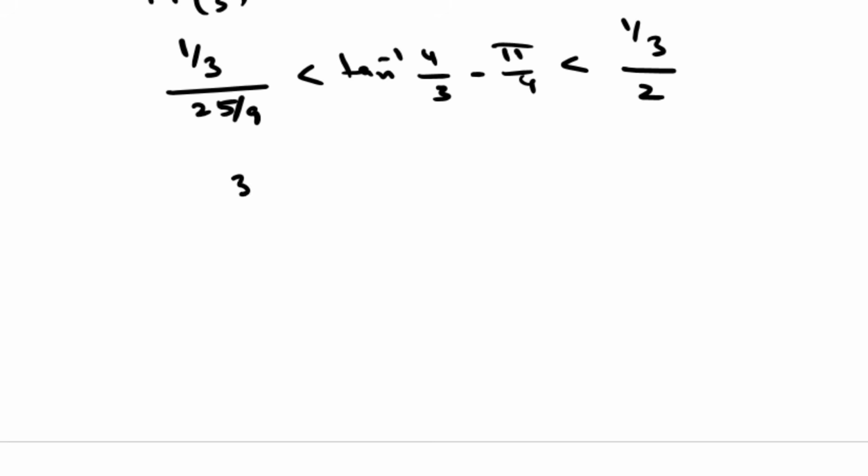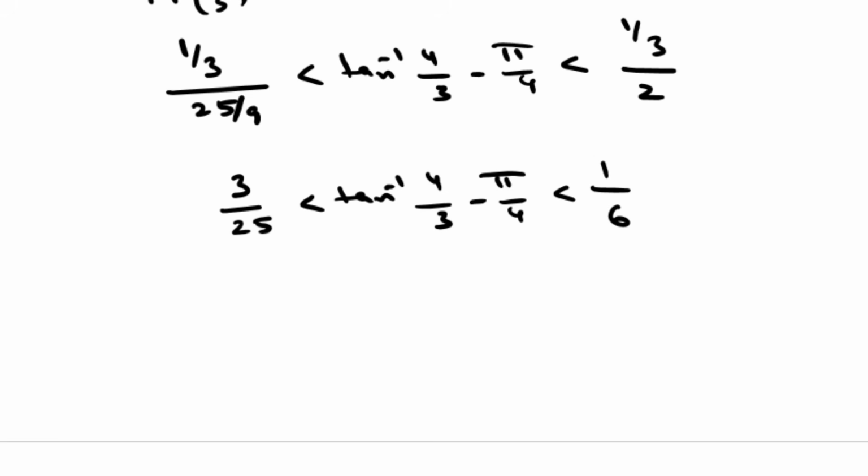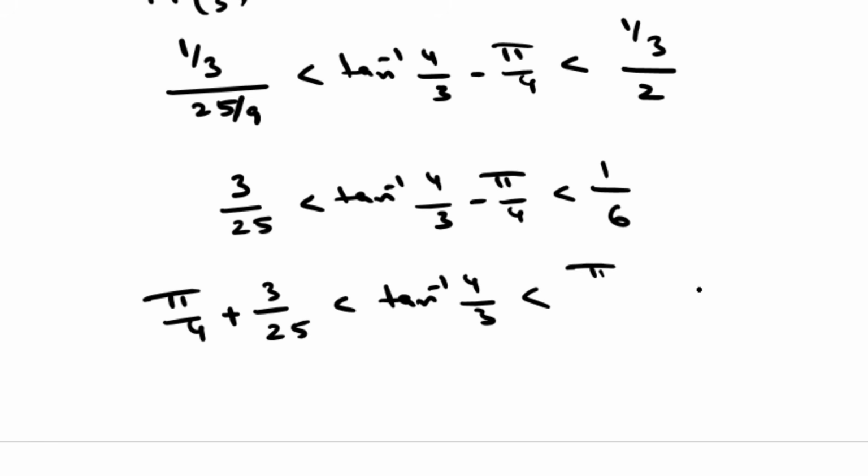Its value is 3 by 25 is less than tan inverse of 4 by 3 minus pi by 4, is less than 1 by 6. Adding pi by 4 on both sides, pi by 4 plus 3 by 25 is less than tan inverse of 4 by 3, less than pi by 4 plus 1 by 6.